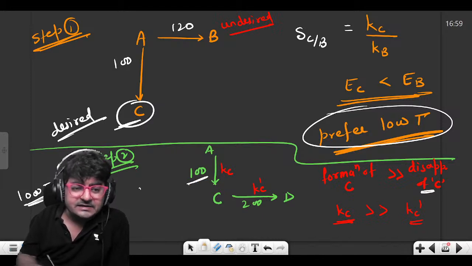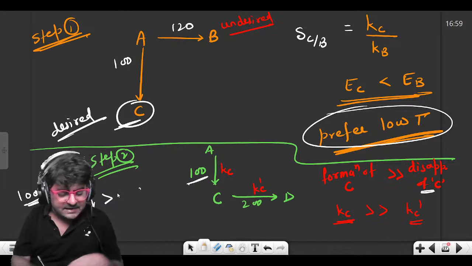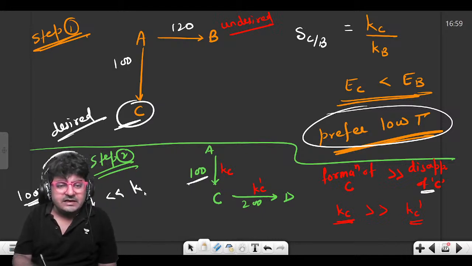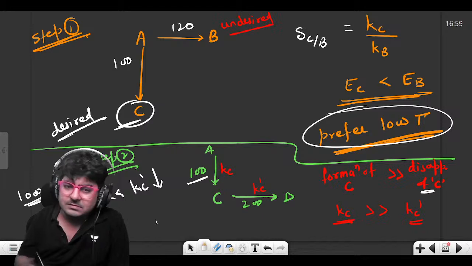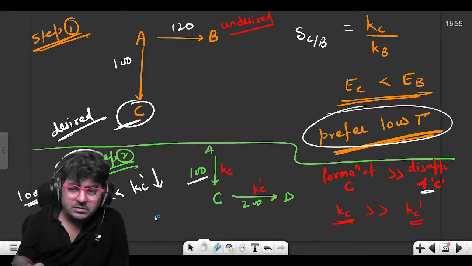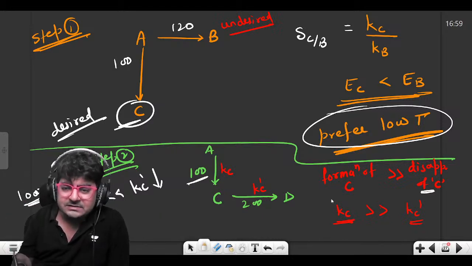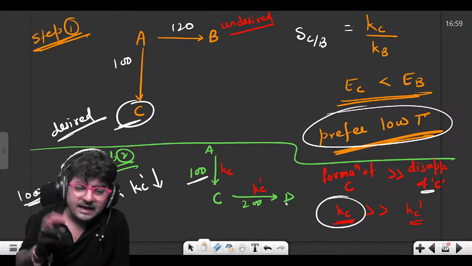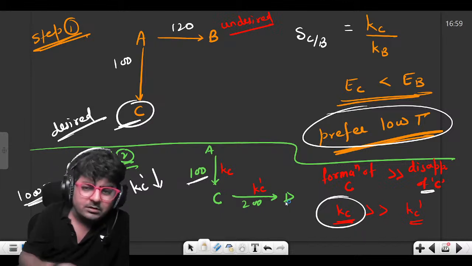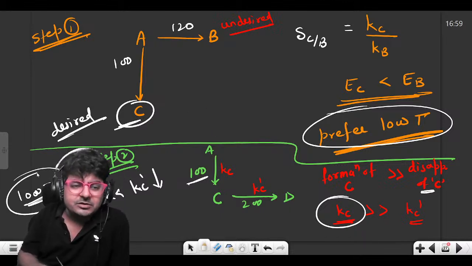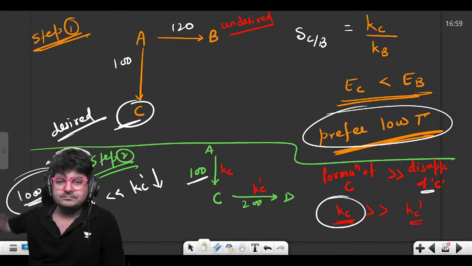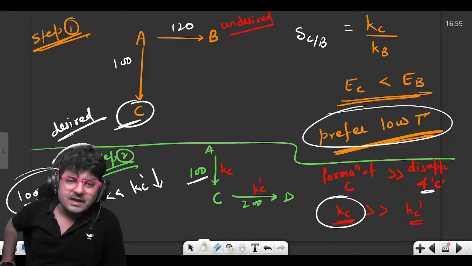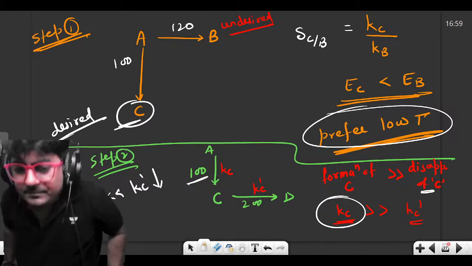Percentage decrease in Kc will be more. Kc will decrease, but the decrease in Kc will be less than the decrease in Kc dash. Kc dash will decrease more. So that means the appearance of C will decrease as compared to formation of C. So I will keep low temperature throughout. Clear? I hope this is clear to everyone.